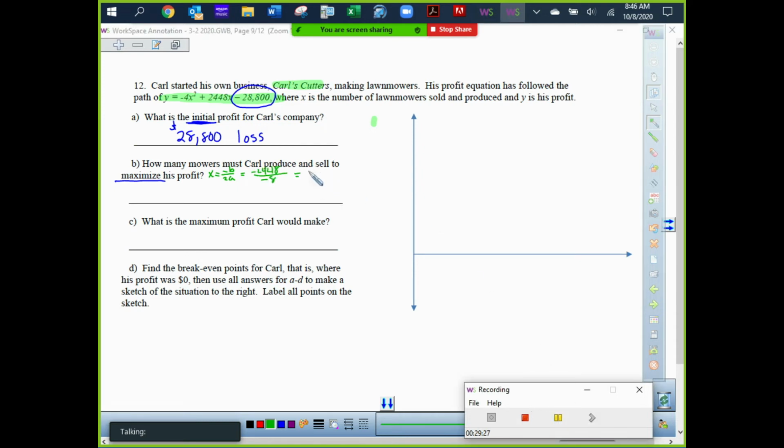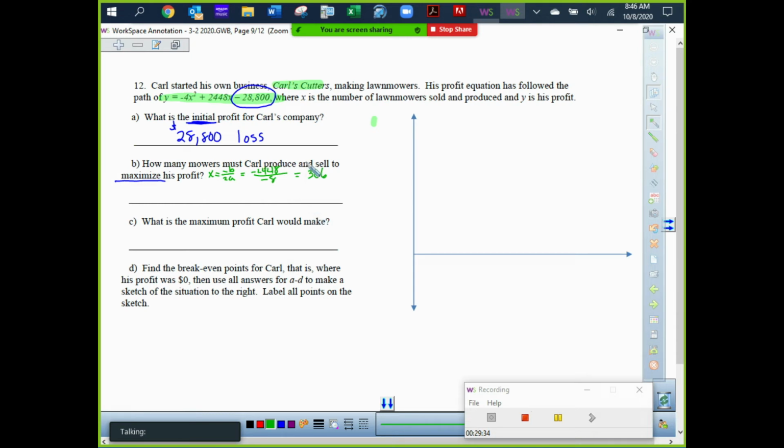It shouldn't be negative. If you got a negative, it's just a little write-down error or a typing error. Remember, it's the opposite of b over 2 times a. So that happens. Someone in class got a negative. It's just because we've missed a sign here or something like that. It's no big deal, right? But common sense will take over and go, Carl can't sell negative 300 mowers or anything, right?